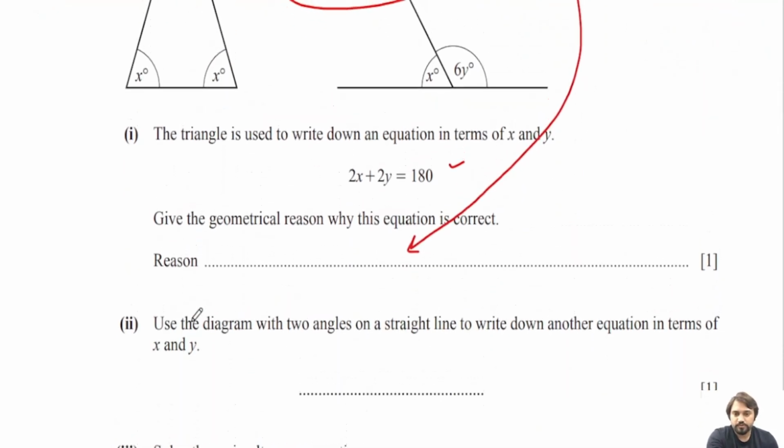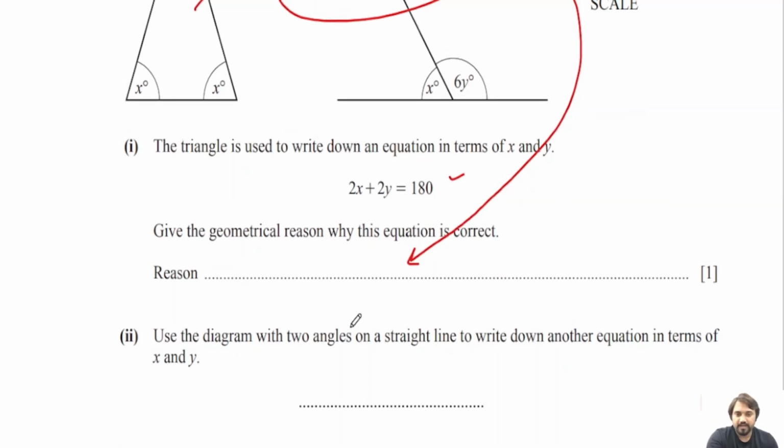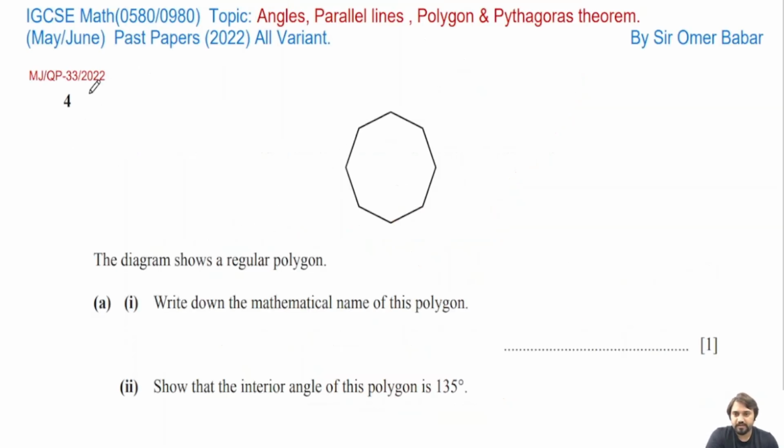Now part 2 says use the diagram with two angles on a straight line to write down another equation in terms of x and y. So we have to write down an equation like this by using the information. We know that angles on a straight line add up to 180 degrees. So apply this information. We have x degrees plus 6y degrees is equal to 180 degrees. That is the answer.